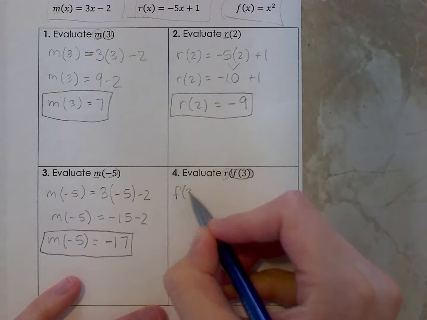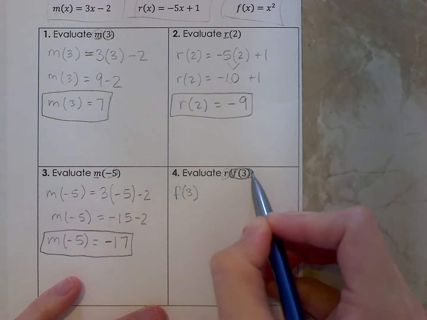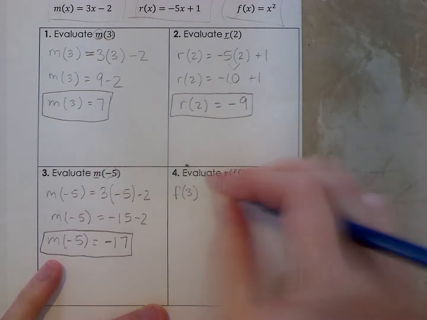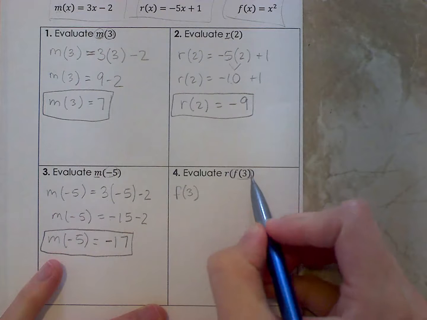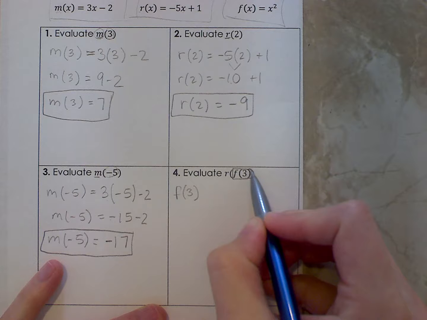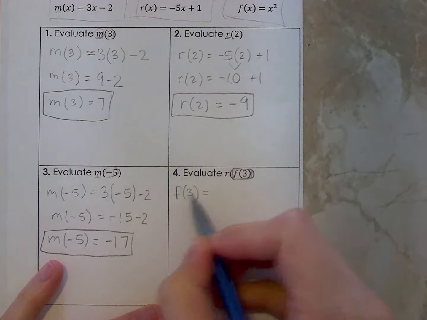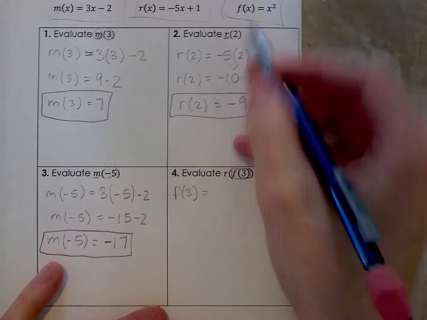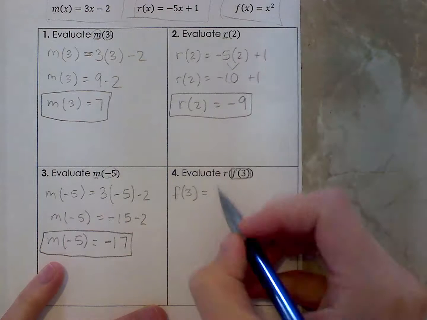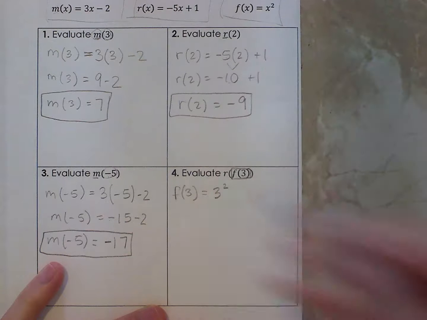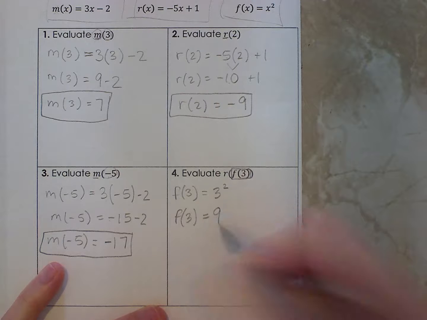I need to evaluate f of 3 first so that I can then evaluate that outside piece, right? So what I do when I have something like this is I start on the inside. I always start on the inside, and then I work my way out. So f of 3, this tells me go and use the f function, get the f machine off the shelf. And so f of 3 equals, and this is x squared, so I'm going to write 3 squared. And 3 times 3 is 9.